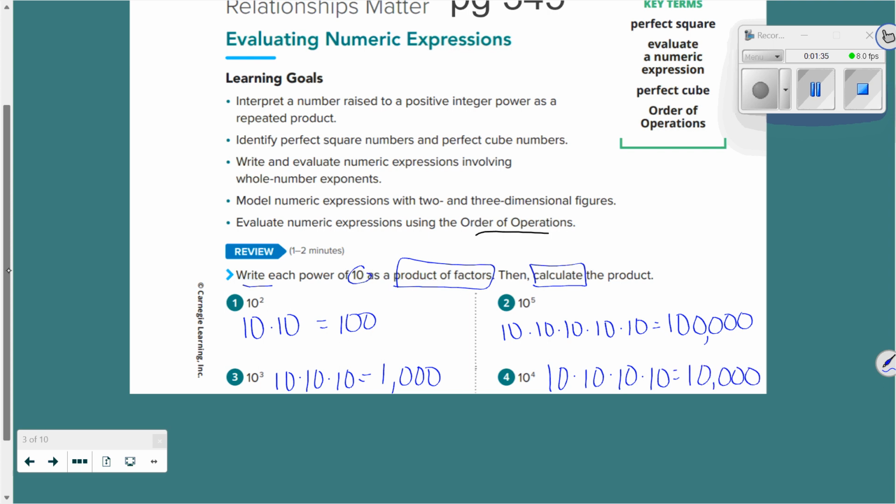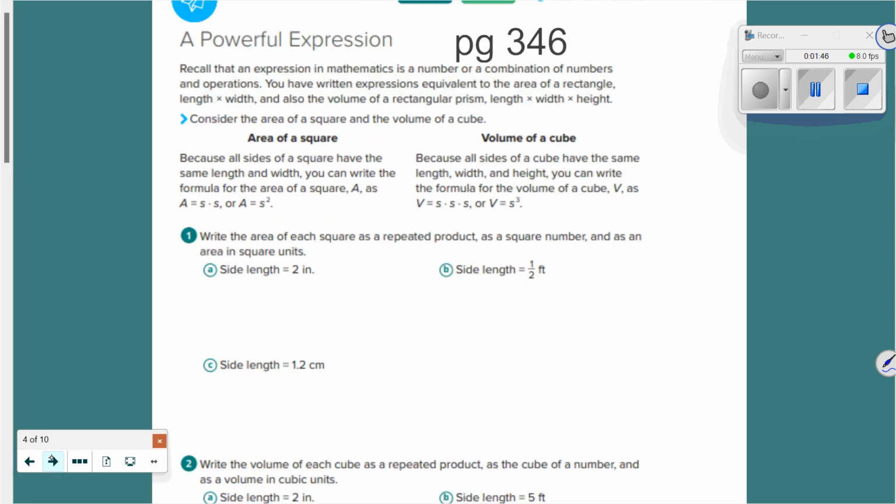Pretty easy, right? When you're using the base power of 10, then your exponents become super easy because all you're doing is adding zeros. Okay, so with that concept, let's go to page 346.